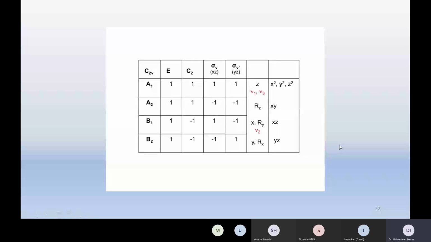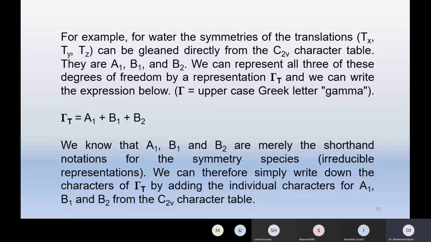We can represent all three of these degrees of freedom by a representation. This is the Greek symbol we call gamma, okay? So gamma t, and we can write the expression below. Gamma t is equal to A1 plus B1 plus B2 for translational motions. So for translational motion you have the molecular symbols A1, B1 and B2. We know that A1, B1 and B2 are merely shorthand notations for the symmetry species, the irreducible representations. We can therefore simply write down the character of gamma t by adding the individual characters for A1, B1 and B2 from the C2V character table.